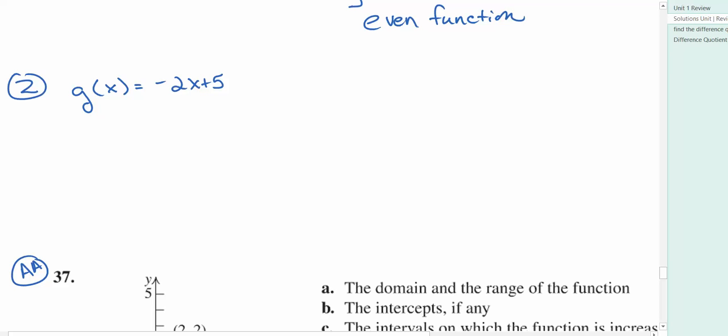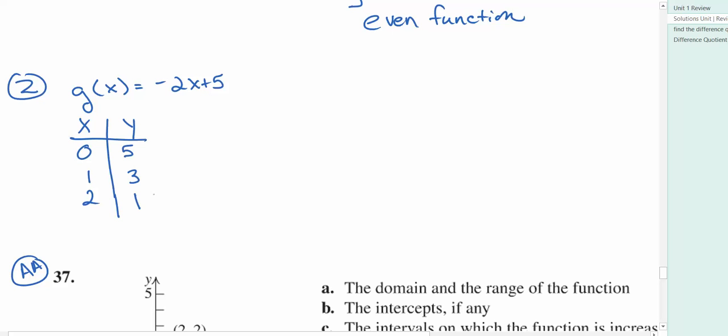Okay, continuing with the review, we're looking at question Z here. We can graph this. You might recognize that this is a line, so you can graph it by plotting points. The easy point is the y-intercept. When x is 0, y is 5. When x is 1, let's see, y is negative 2 plus 5, which is 3. When x is 2, y is negative 4 plus 5, which is 1.